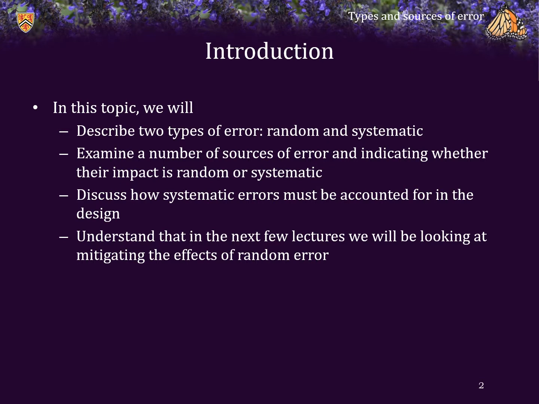So in this topic we will describe the two types of error, random and systematic. We will examine a number of sources of error and try to determine whether the impact of those sources is random, systematic, or both. We will discuss how systematic errors are issues that must be dealt with and accounted for at the design phase of the engineering process. You also will understand that over the balance of the course, we will be looking at mitigating the effects of random errors where possible.